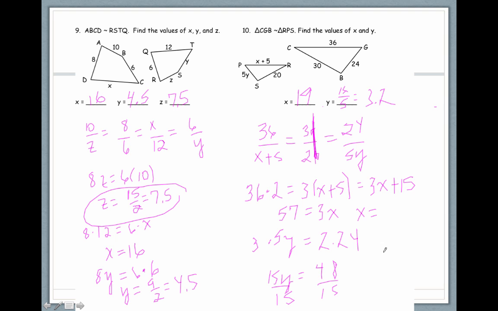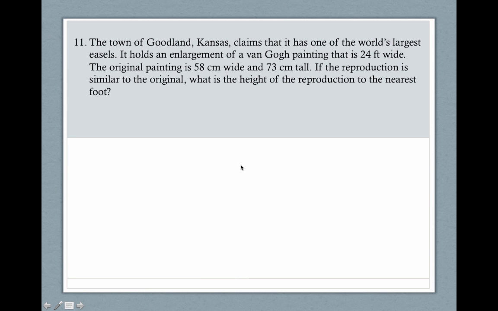Okay. The town of Goodland, Kansas claims that it has one of the world's largest easels. It holds an enlargement of a Van Gogh painting that is 24 feet wide.